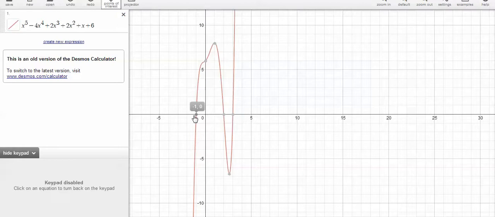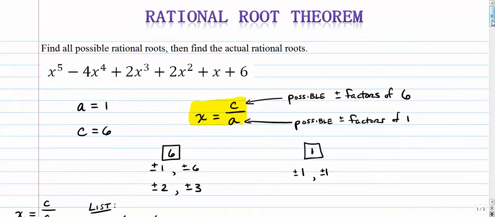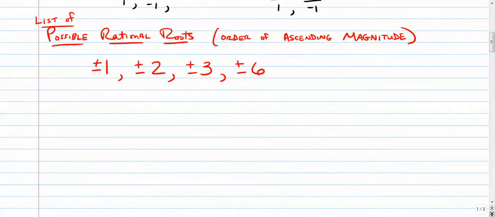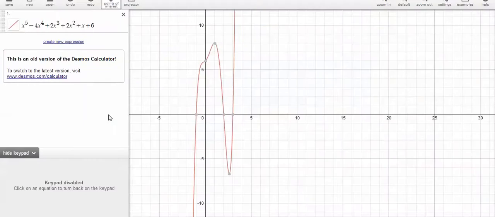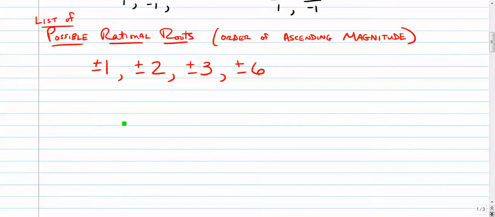That's a really, really easy way to figure out your rational roots, the actual roots where this crosses the x-axis. So we have, again, -1, +2, +3. So x equals -1, +2, and +3. These are our actual rational roots right here in green.